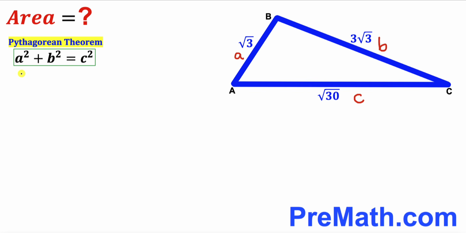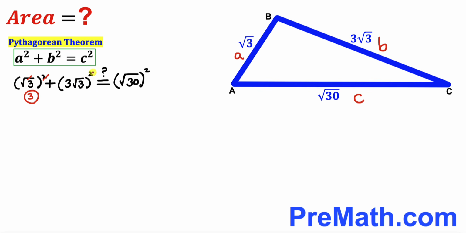Now let's fill in the blanks in this Pythagorean formula. Our a value is square root of 3, whole squared, plus our b value is 3 times the square root of 3, whole squared. The question is whether the left hand side is going to be equal to the c value, square root of 30, whole squared. Here the square and square root cancel each other, so we end up with 3 for this term.